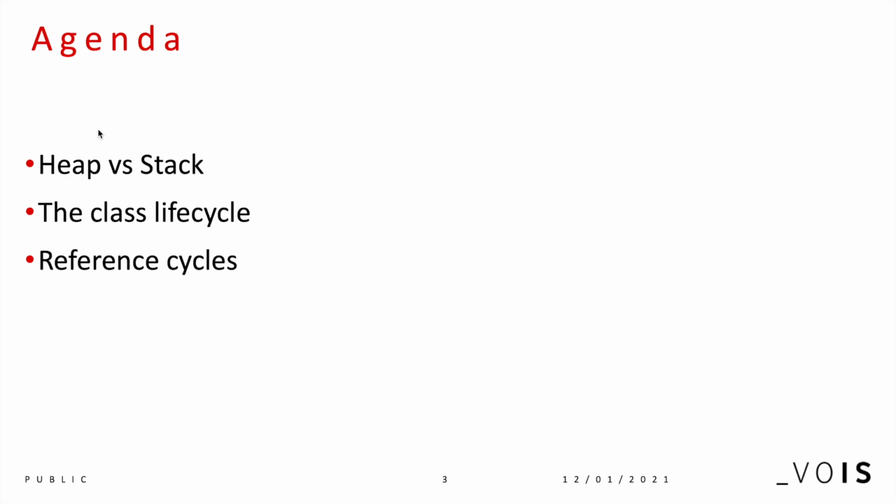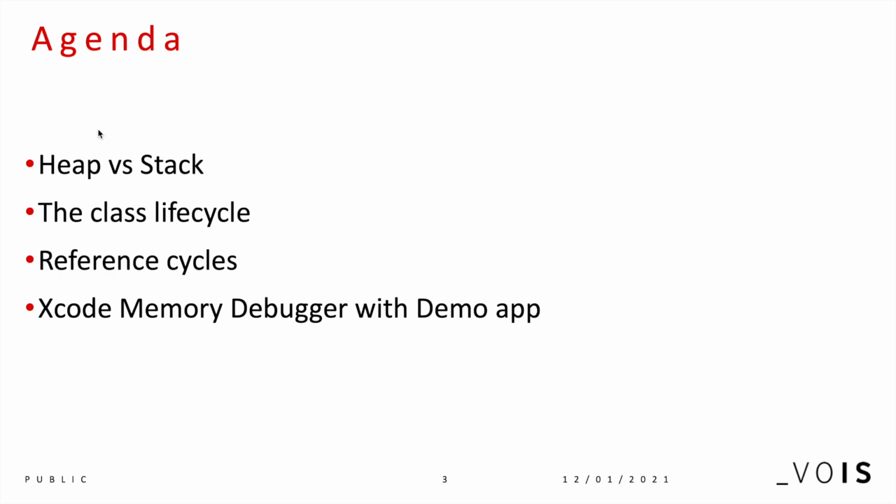You might see the reference cycle called the retain cycle in books and online resources. They refer to the same thing, so don't worry about it. Before the end, I'll use a demo app to show you memory leaks using the Xcode Memory Debugger. And finally, we'll go through a few tips on how to eliminate memory bugs.